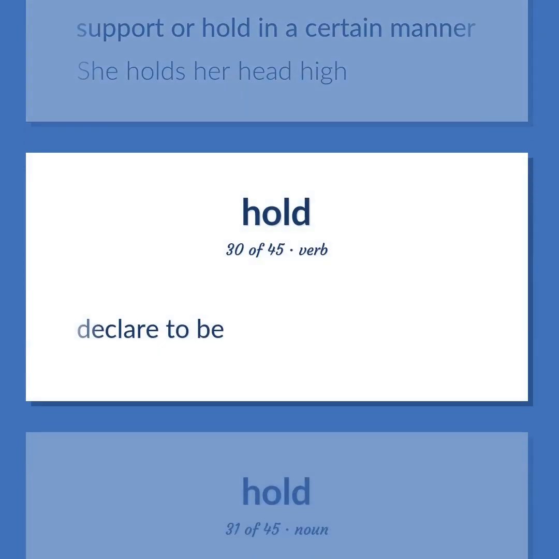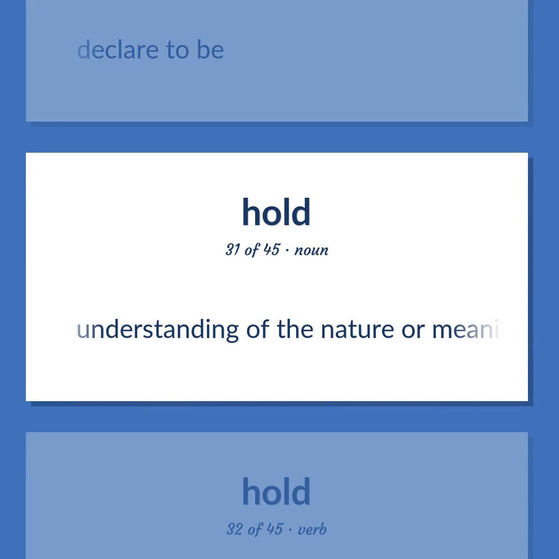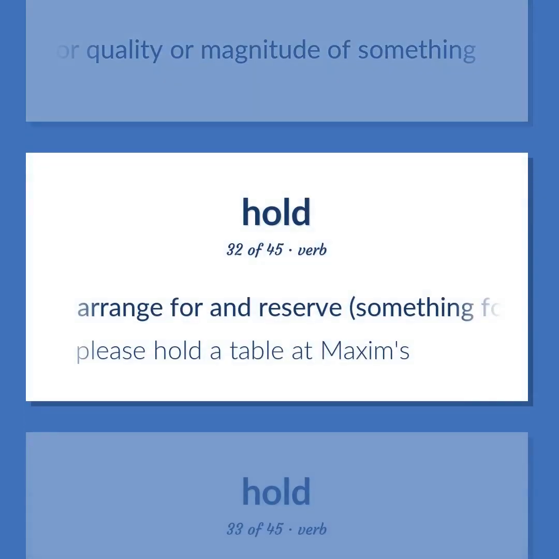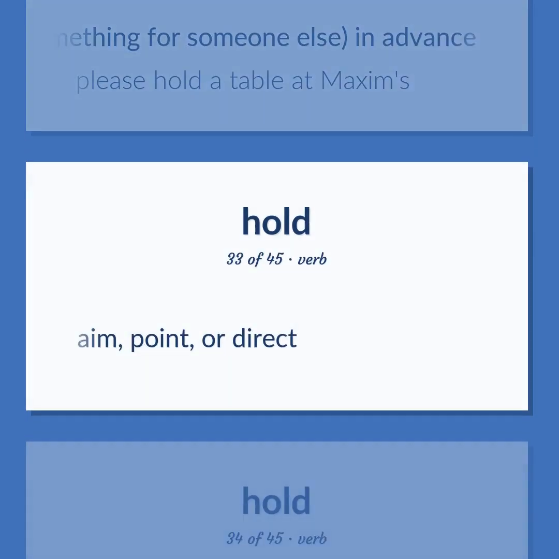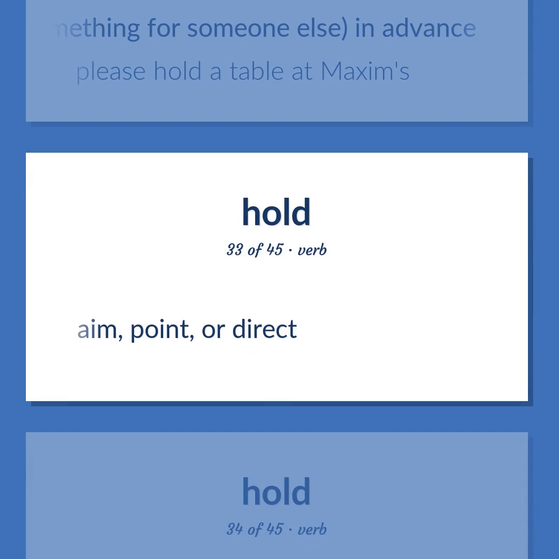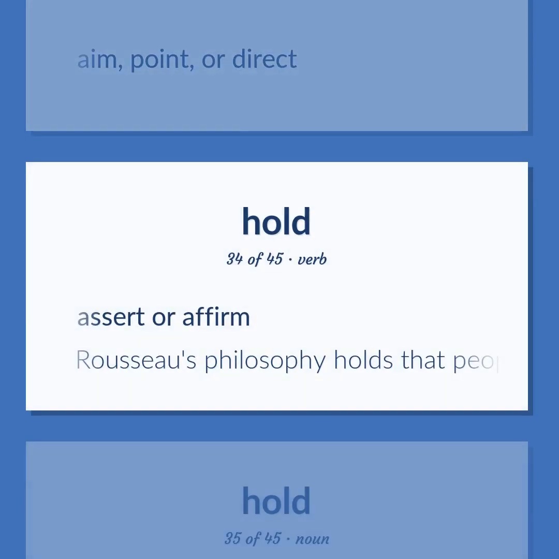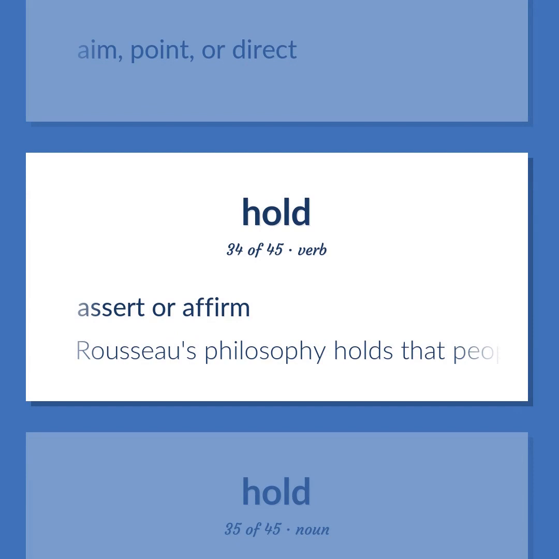Declare to be. Understanding of the nature or meaning or quality or magnitude of something. Arrange for and reserve something for someone else in advance. Please hold a table at Maxim's. Aim, point, or direct. Assert or affirm. Rousseau's philosophy holds that people are inherently good.